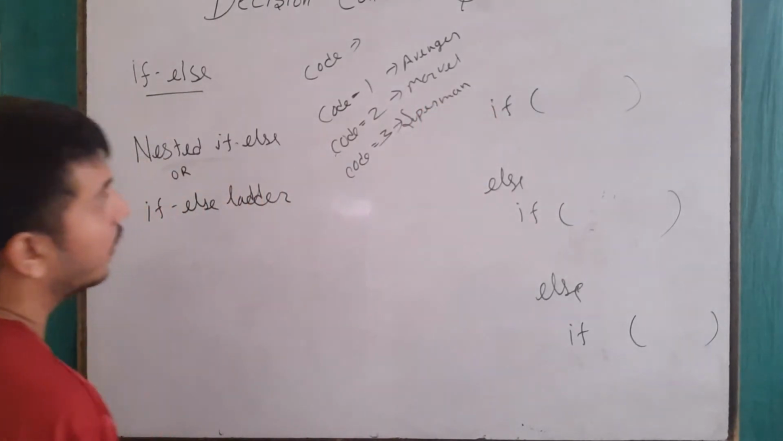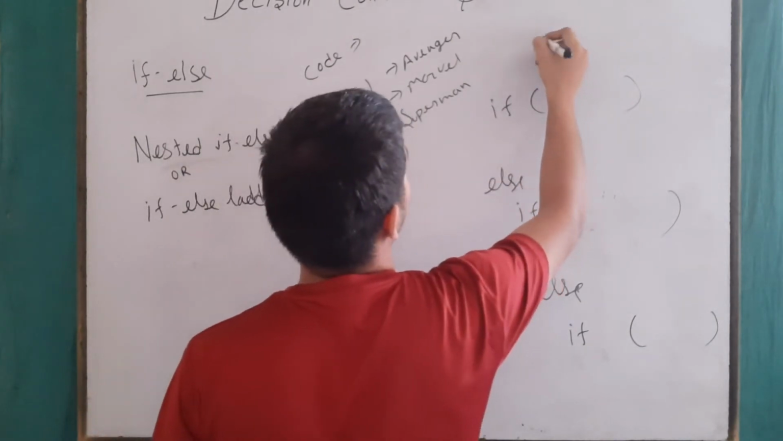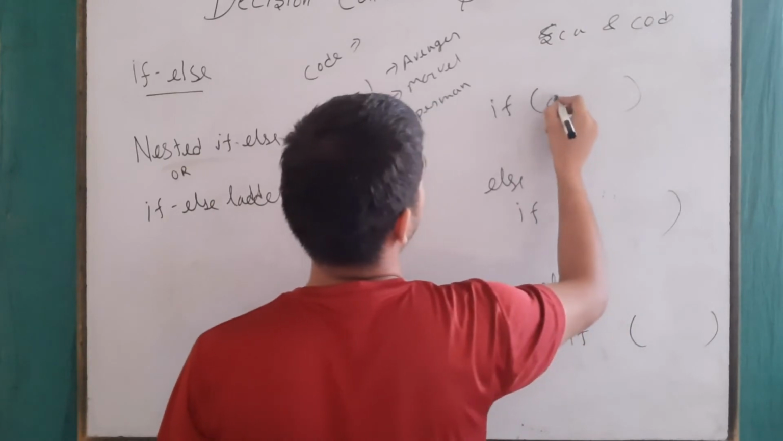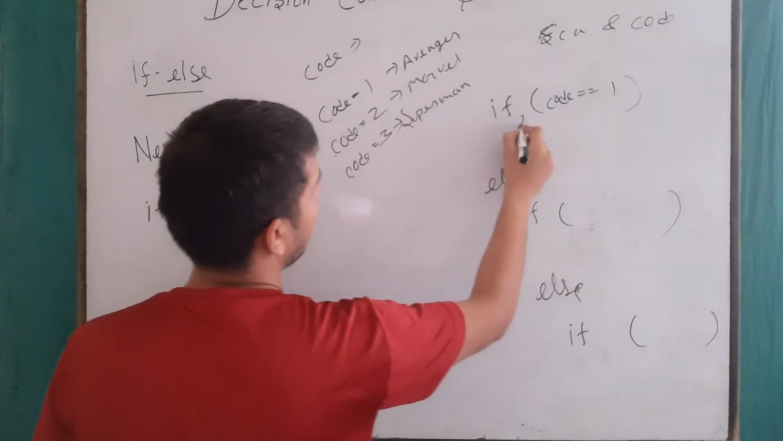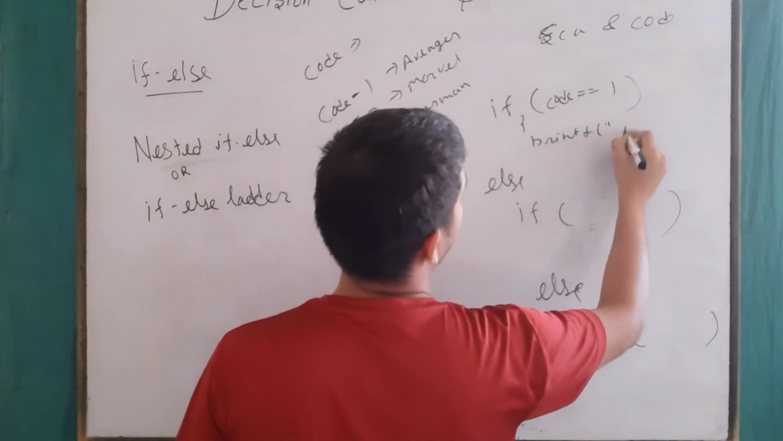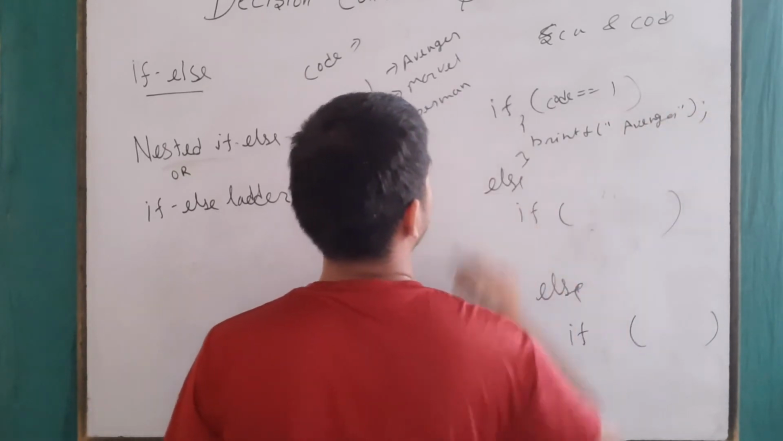Now somewhere I had defined, let's just assume, that in the scanner I had taken input into code. Now if code is 1, this is our first condition, I'll write here printf of Avenger. This is our first condition.